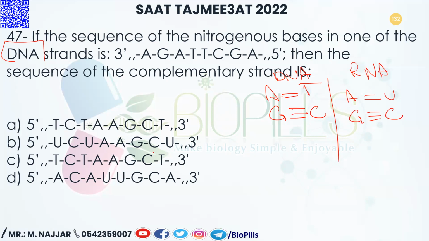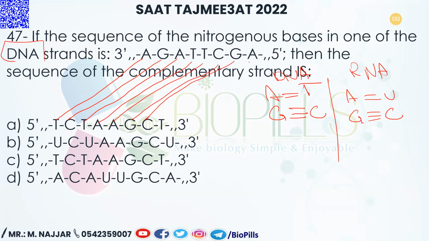And the correct answer here is A. Let's prove it. A will pair with T. G will pair with C. A will pair with T. So two T's with two A's. C with G. G with C. A with T. Exactly. And here is the correct answer. So the correct answer is A. Yes, the 5' end has to be switched because 5' is the same as A. So I should make this G, for example.